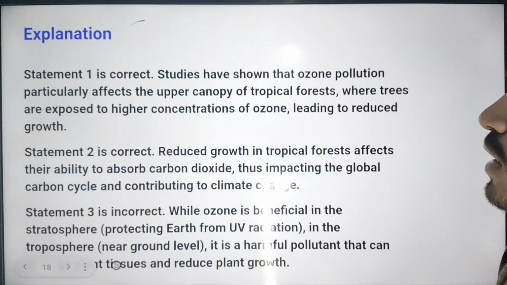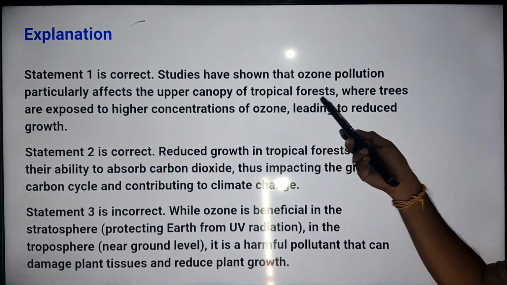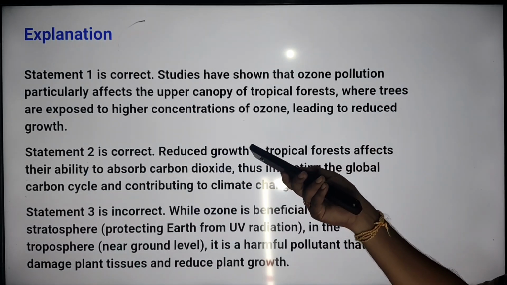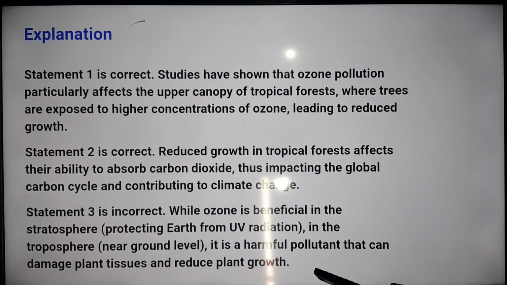If you see the explanation, studies have shown that ozone pollution particularly affects the upper canopy of tropical forests where trees are exposed to higher concentrations of ozone, leading to reduced growth. Second statement also correct. Reduced growth in tropical forests affects their ability to absorb carbon dioxide, thus impacting the global carbon cycle and contributing to climate change. As we already discussed, statement 3 is also incorrect. While ozone is beneficial in the stratosphere, protecting Earth from UV radiation, in the troposphere near the ground level, it is a harmful pollutant that can damage plant tissues and reduce plant growth.